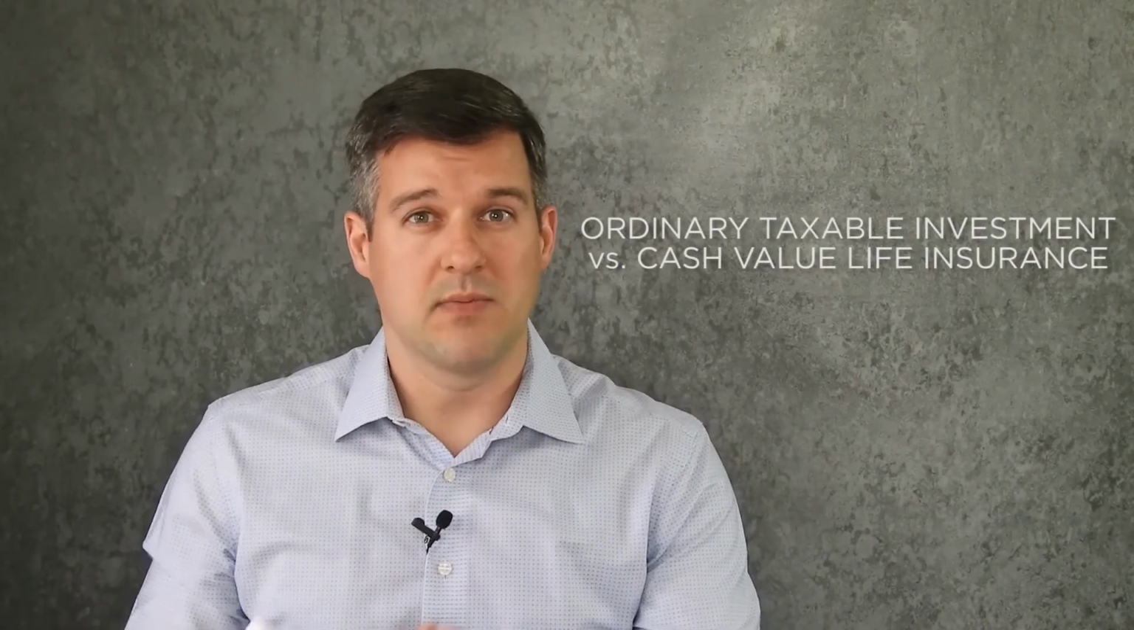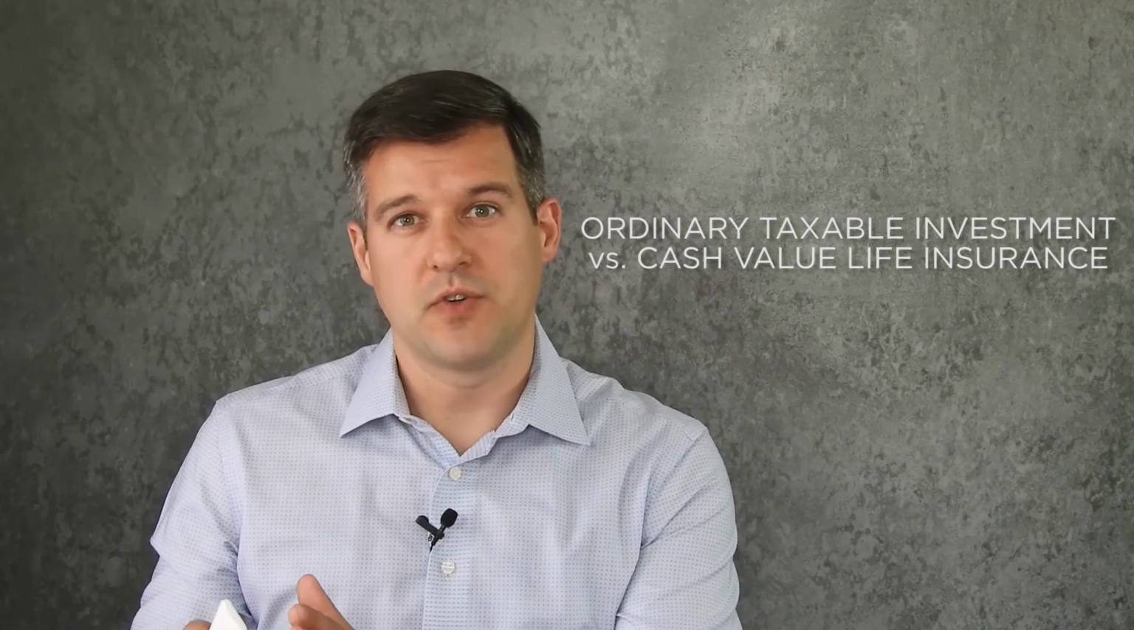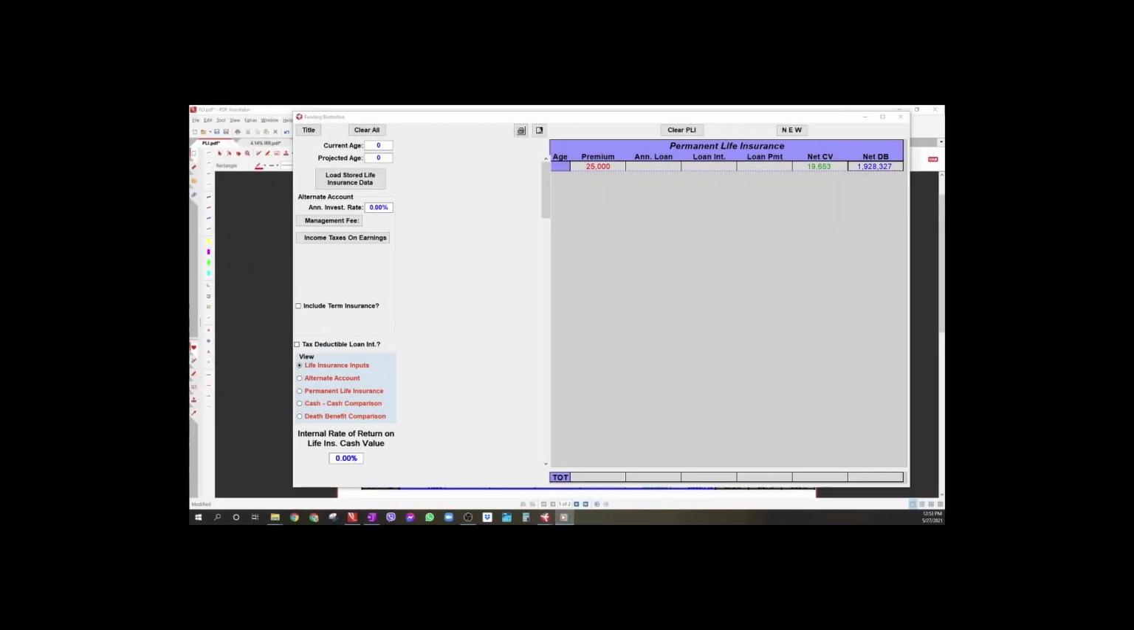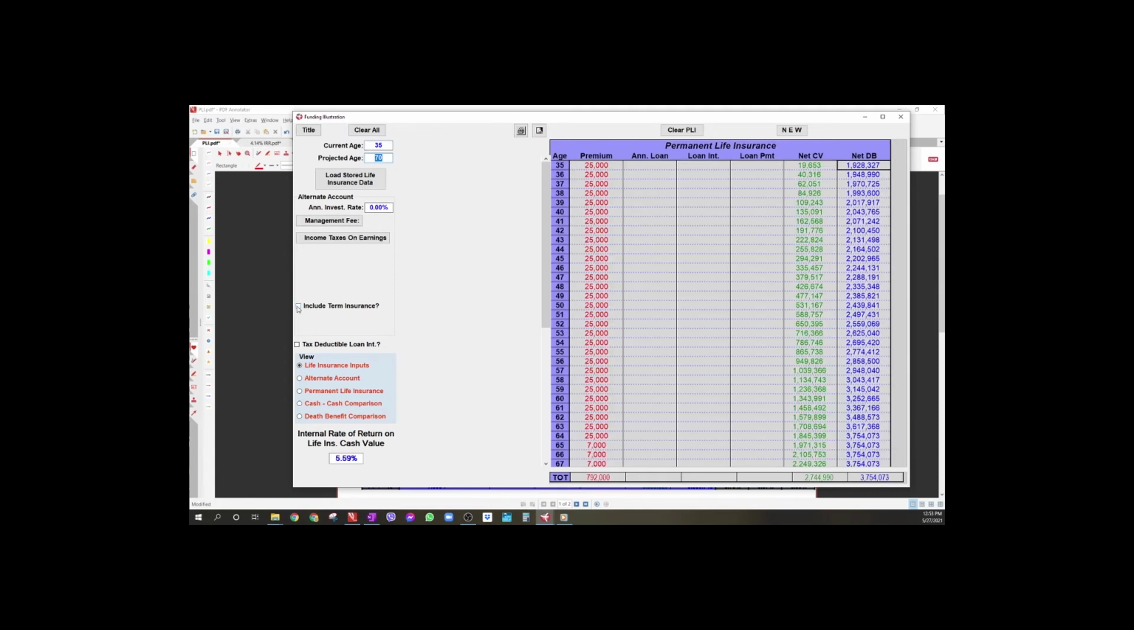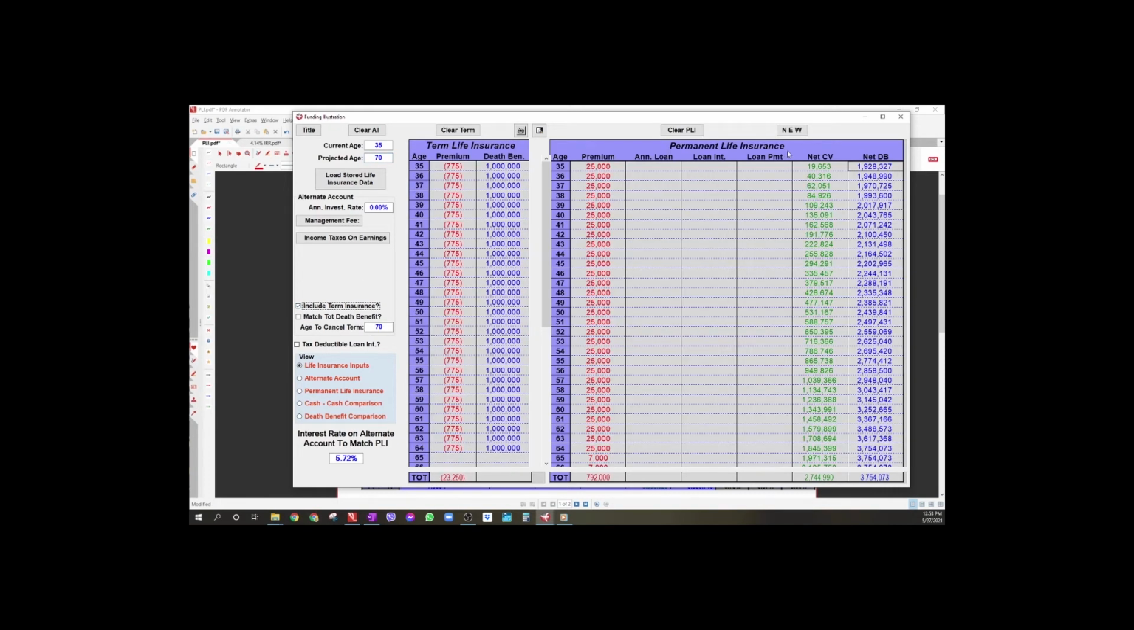The next step is to place the ordinary taxable investment and the cash value life insurance policy side by side to paint a clearer picture. Let's do that. In our funding calculator, we're going to input the current age of 35, projecting the calculation to the age of 70. We'll pull in our life insurance numbers from the ledger we have created, both the permanent cash value life insurance and the 30-year term insurance, and you'll see why. So those are now stored in our funding calculator.